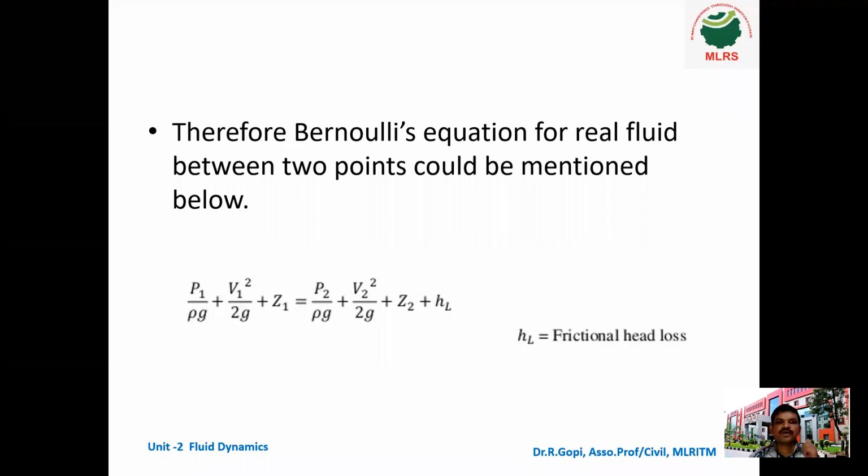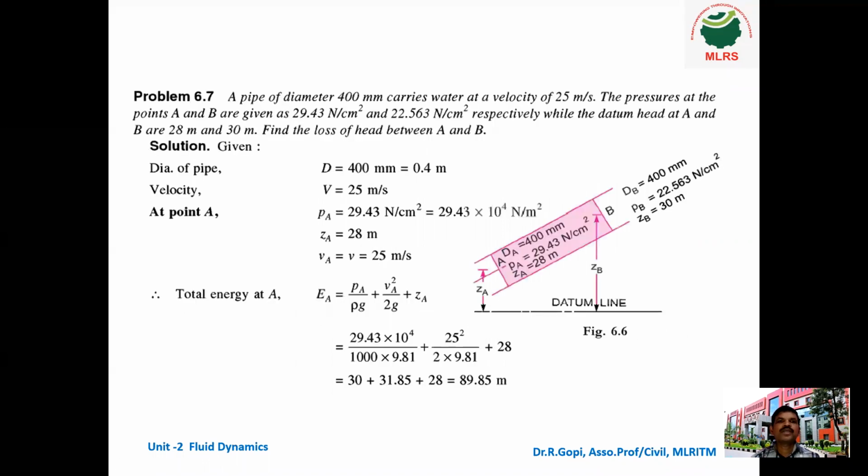So Bernoulli's theorem for real fluid is P1 by rho g plus V1 square by 2g plus Z1 is equal to P2 by rho g plus V2 square by 2g plus Z2 plus frictional head loss, that is HL. So now next we will go to a problem in this chapter. Okay. So I will read the problem.